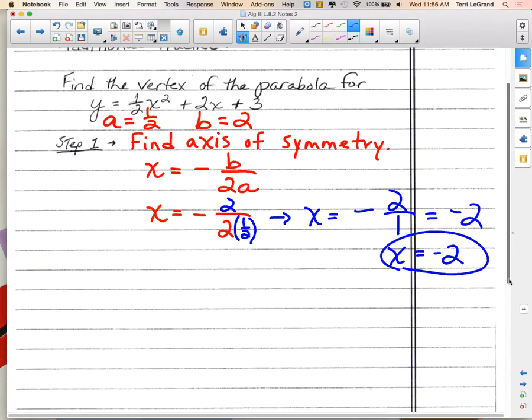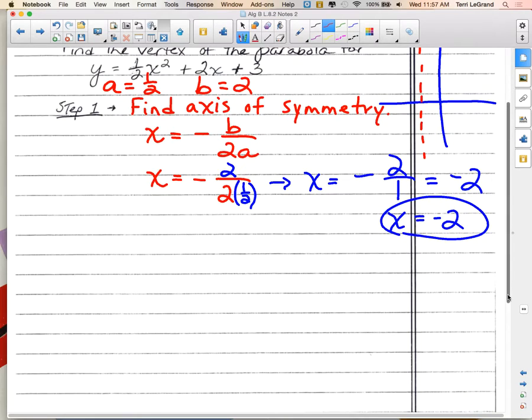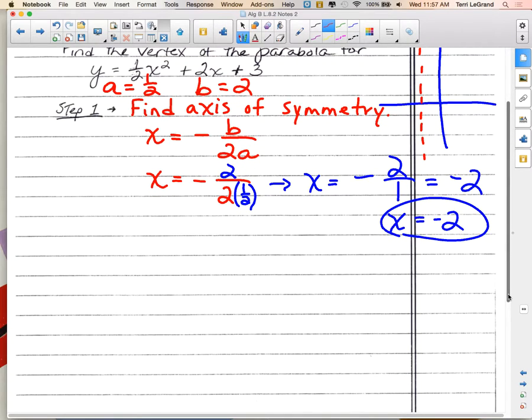Oh, we can already start our graph for this one. We have a graph that has a vertical line crossing the x-axis at -2. So let's have a start. We also know what else we know. It opens up. How do we know that? Because the A is not negative, it's positive, so it's going to open up.